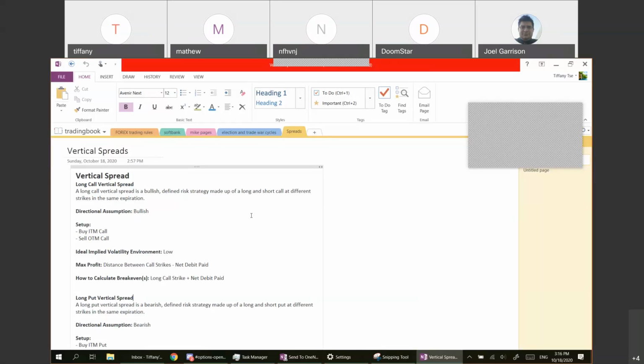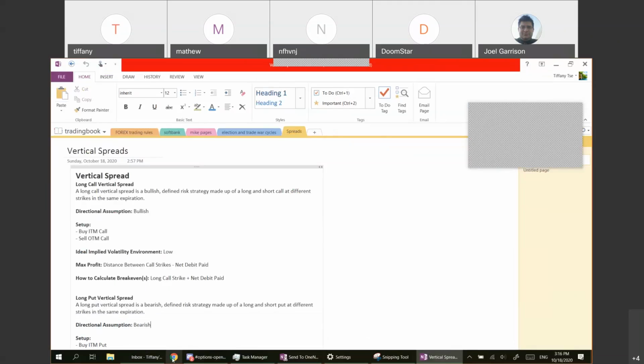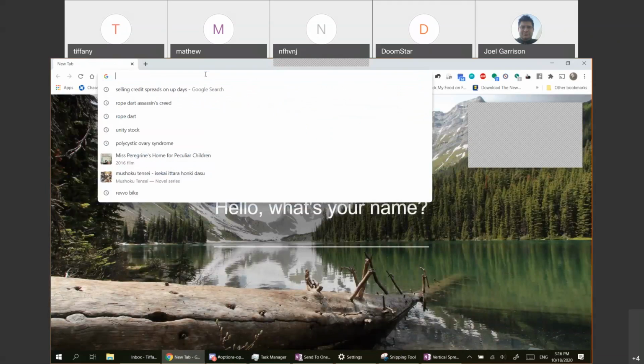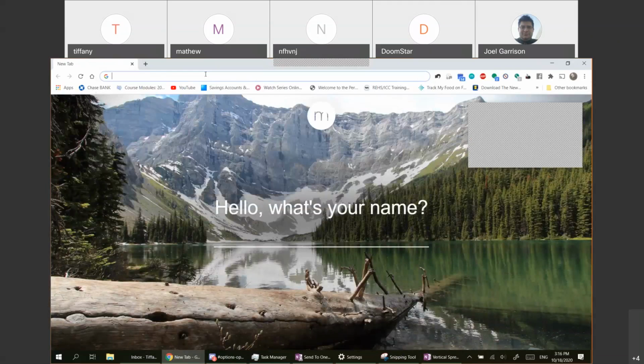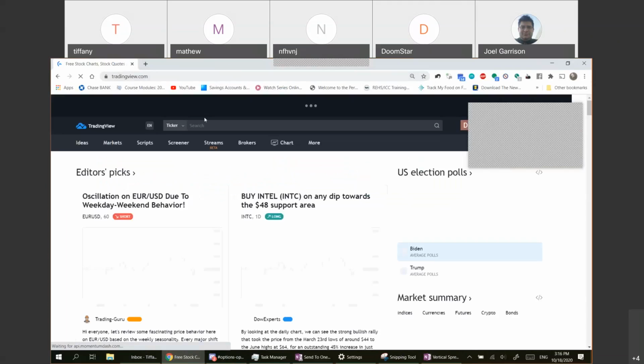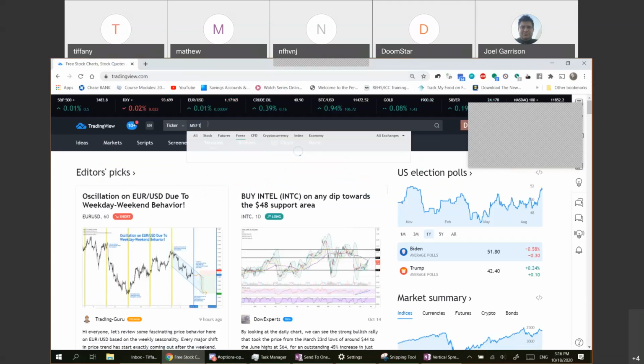So let's say the stock is trading at 215. Let's go to a chart right now. We're going to go to TradingView and look up Microsoft.